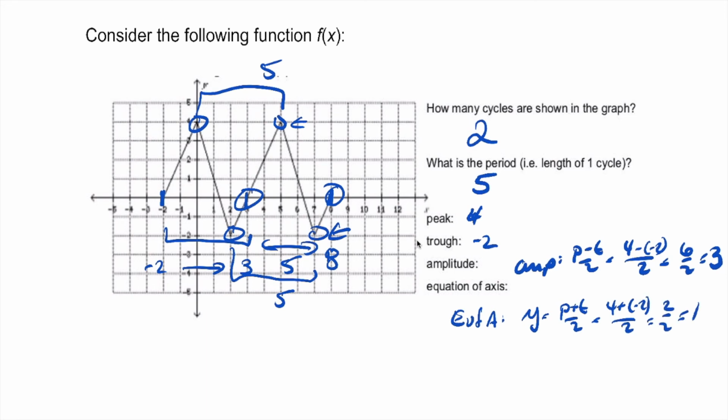So one of the things I always do whenever I get the equation of axes is I like to draw that on my graph. So again, the equation is y is equal to 1. And let me do that in a different color. Let's do that in purple. And so there's my equation of axes.